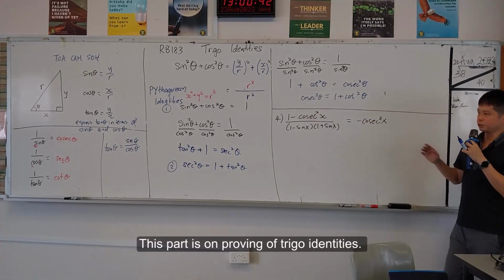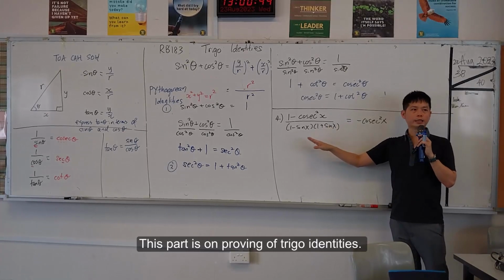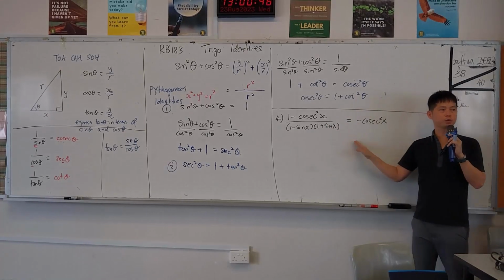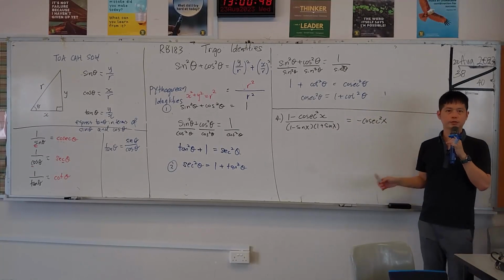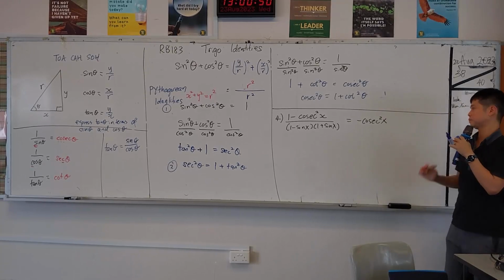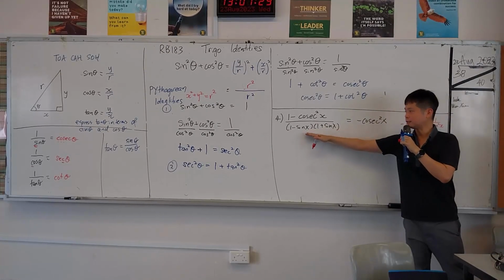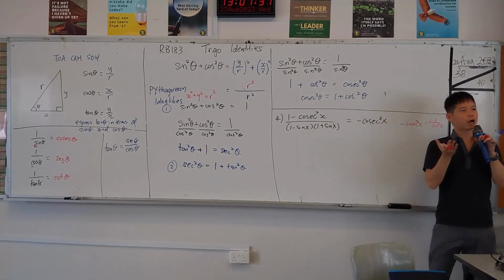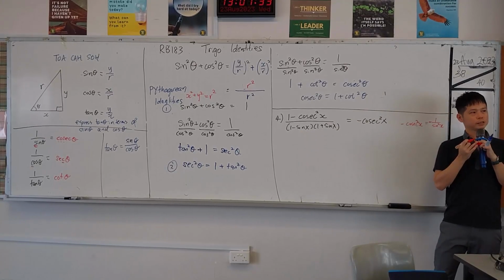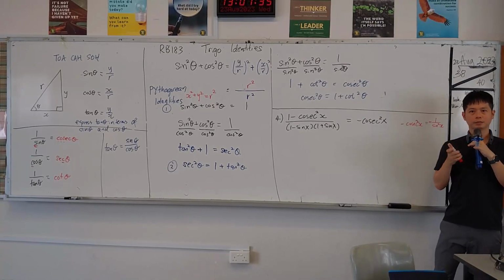So our aim here is to prove that the following identity is true. The left-hand side equals the right-hand side. There are a few rules you must try to follow. Number one, it must be a step from the left-hand side all the way to the right-hand side. You cannot do half on the left, half on the right. We will not accept it.